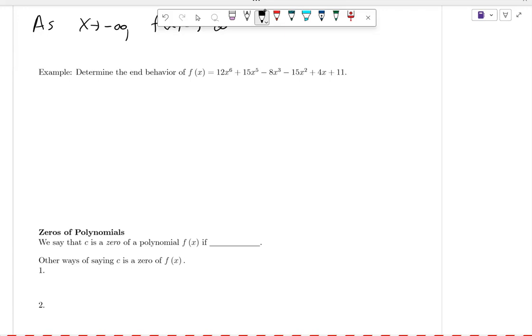Ready to talk about it? Which term matters? 12x to the power 6. Okay, 12x to the 6th. The degree is even, right? Yep. So what does that tell you about the tails? Same direction, right? Even degree is same direction, correct? Now, which is it? Both up or both down? Both up. What tells you that? The positive 12, right? Okay.